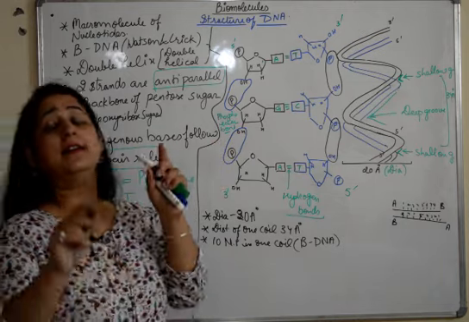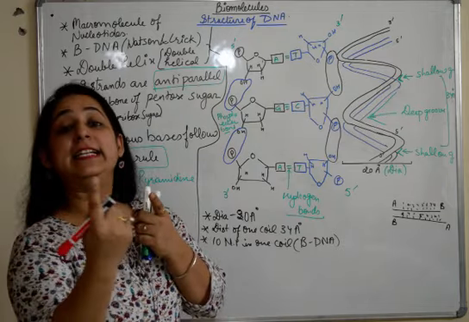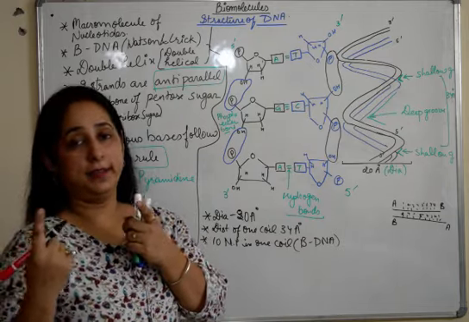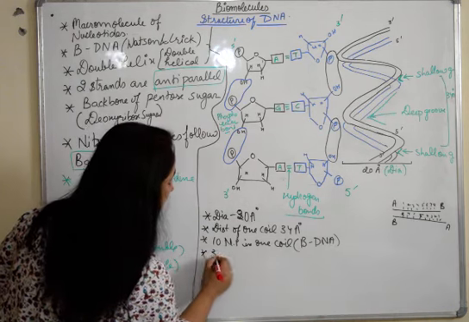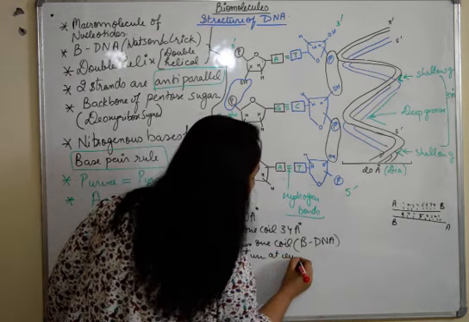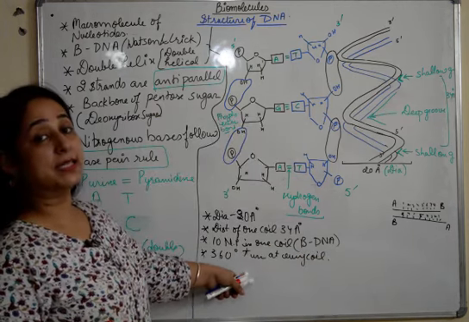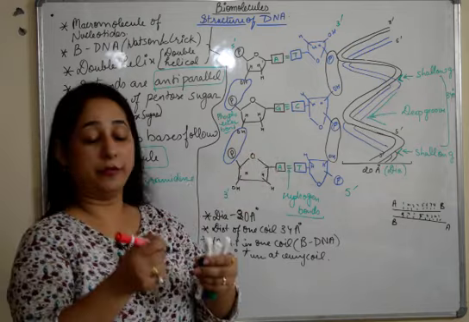One more thing is there, that each coil coils to 360 degrees. It takes a complete coil. It takes a 360 degree turn at every coil. So these are some of the important pointers related to the structure of DNA.